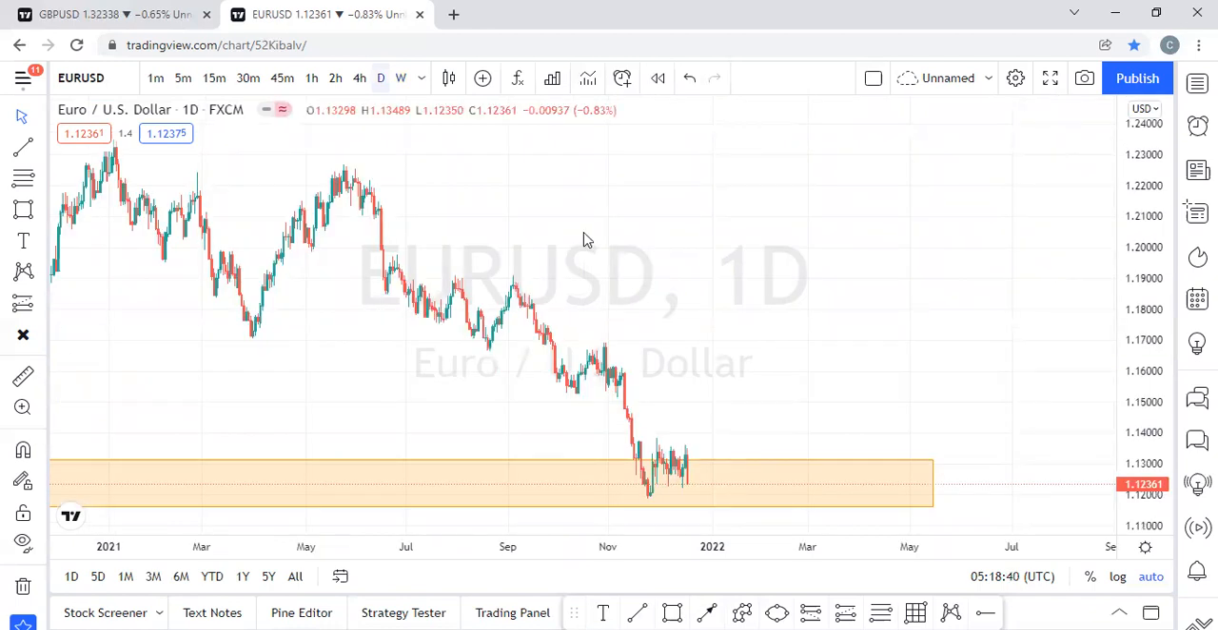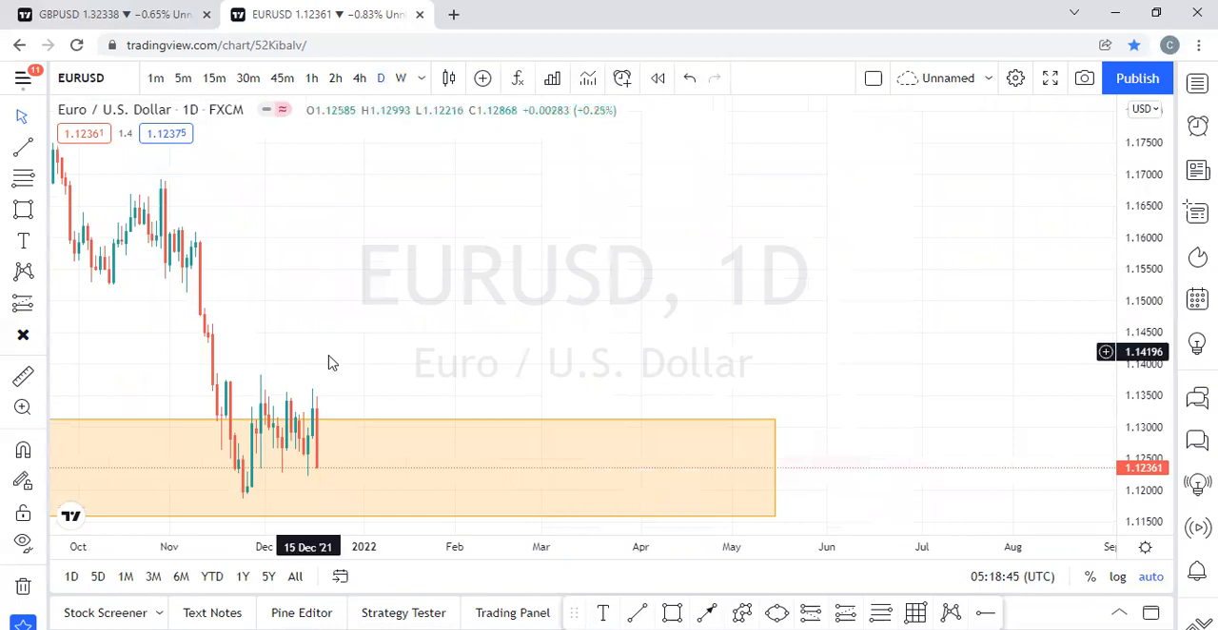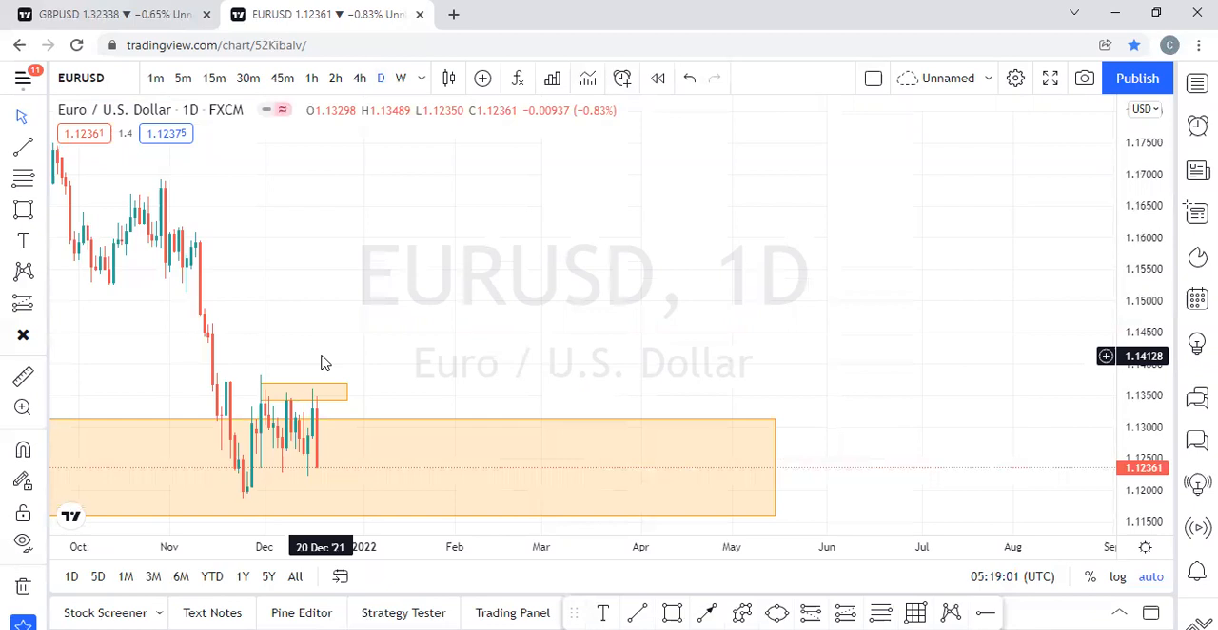Using the daily time frame, if we zoom into this, the daily time frame has not really given us that break of structure yet. So this market is still very bearish on the daily time frame, and you can see it's forming some kind of resistance at this point. The market is unable to break this region.